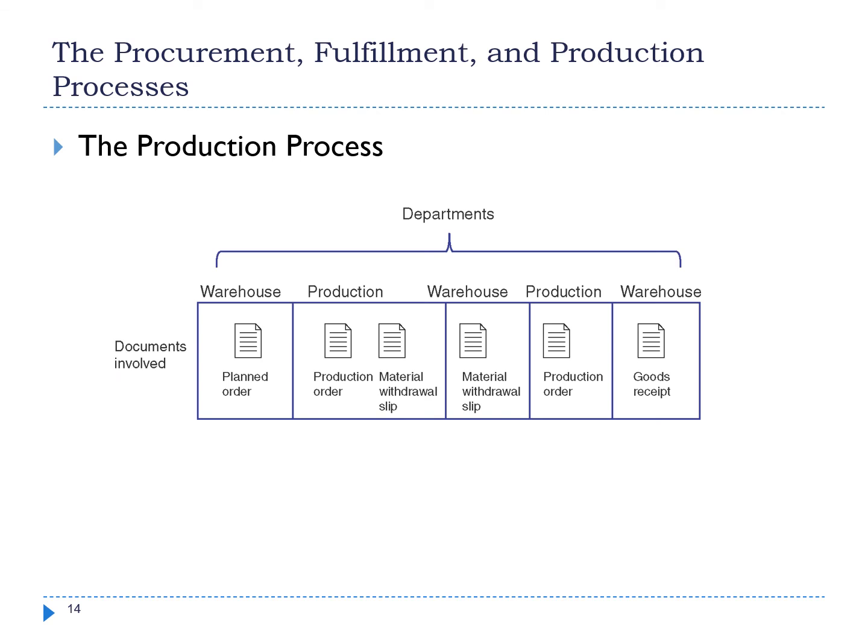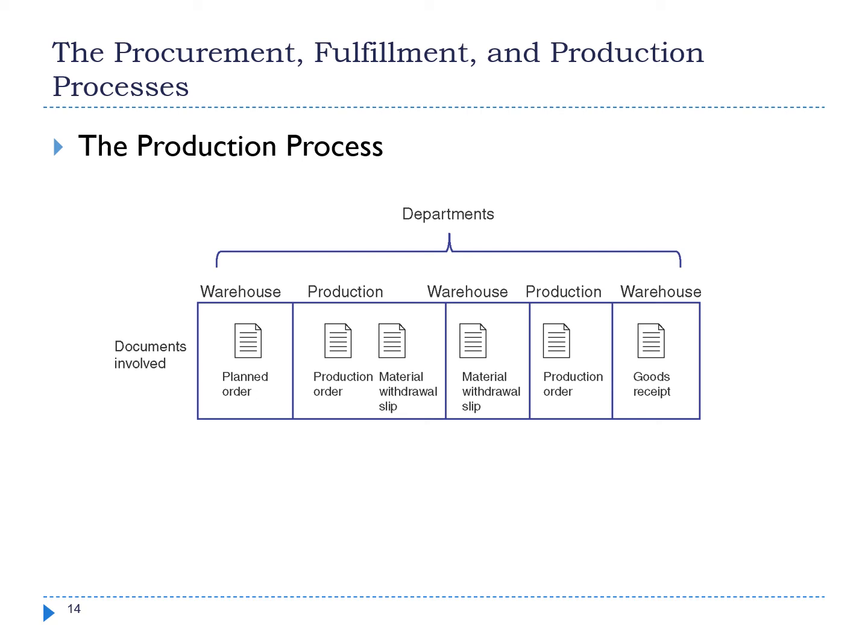In the production process, the warehouse department issues a planned order when the company needs to produce a finished product, either because there is insufficient inventory or because the customer placed a specific order for goods that are not currently in stock. Once the planned order reaches the production department, the production controller issues a production order. After that, the production department generates a material withdrawal slip, which lists all needed parts, and forwards it to the warehouse department.